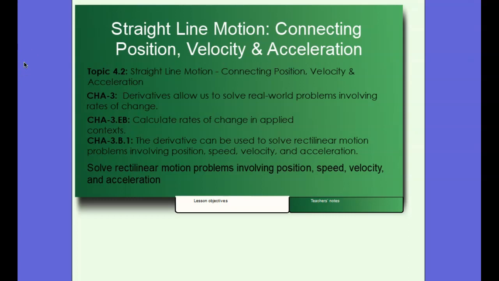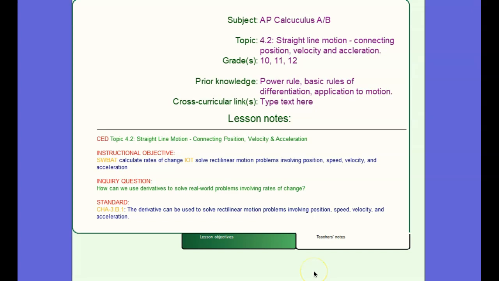This is Topic 4.2 from the 2019 course and exam description for AP Calculus AB. Now, let's take a look at our instructional framework. Our instructional objective is that students will be able to calculate rates of change in order to solve rectilinear motion problems involving position, speed, velocity, and acceleration. Our inquiry question is, how can we use derivatives to solve real-world problems involving rates of change?